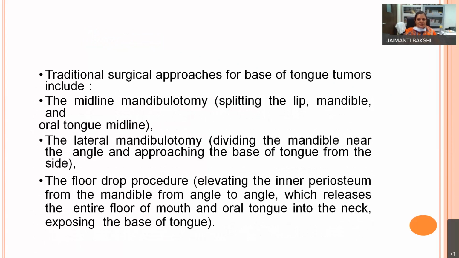So traditional surgical approaches for base of tongue tumors include midline mandibulotomy, that is splitting the lip, mandible and the tongue in the midline; lateral mandibulotomy, dividing the mandible near the angle and approaching the base of tongue from the side; and the floor drop procedure, that is elevating the inner periosteum of the mandible from angle to angle, which releases the entire floor of mouth and oral tongue into the neck, exposing the base of tongue. So all these traditional surgical procedures have high morbidity, and they require a long time for functional restoration after surgery.